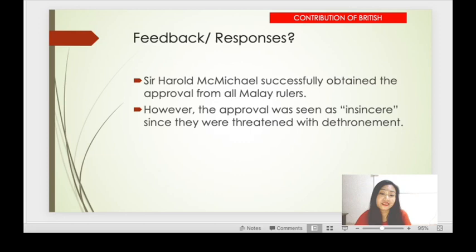The reasons for their agreement, despite the loss of political power that it entailed for the Malay rulers, have been much debated, because the consensus appears to be that the main reasons were that the Malay rulers were of course resident during the Japanese occupation, so they were open to the accusation of collaboration, and that they were threatened with dethronement. Hence, the approval was given, though with utmost reluctance. Okay, so they were being threatened. That was why they signed the agreement.